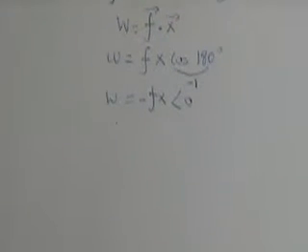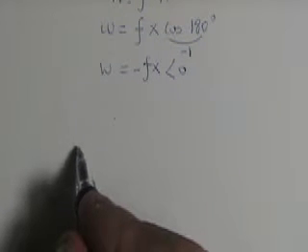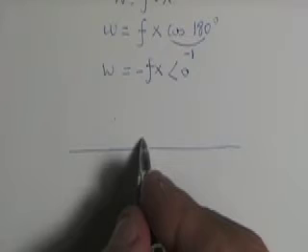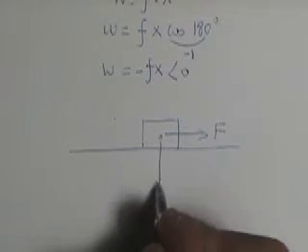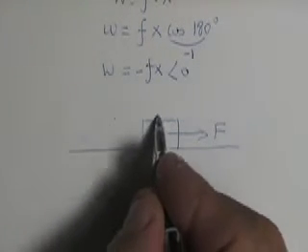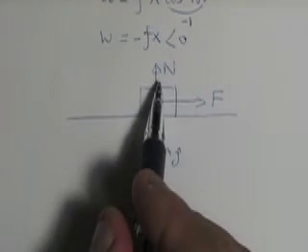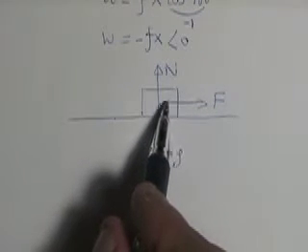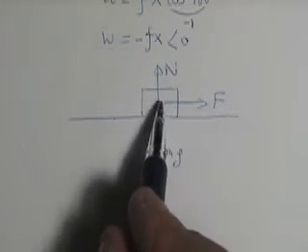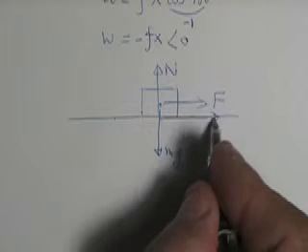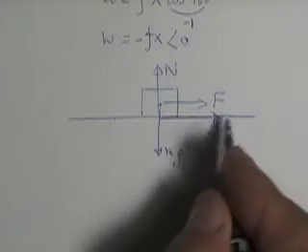Now, if you have some other force, let's take, for example, the normal force. We still have the force F, and there is the weight mg, and now we have the normal force pointing up. This normal force is not pushing the block to the right, and remember, this big F is pushing the block to the right. So this normal force is perpendicular to the direction of the distance x.